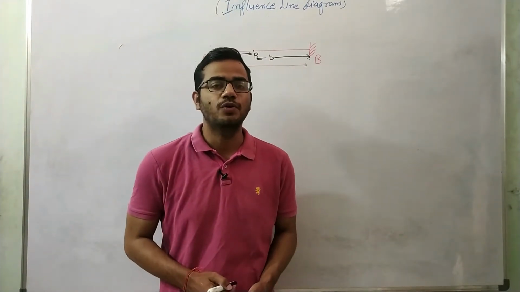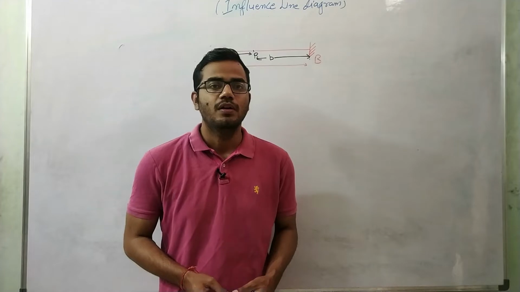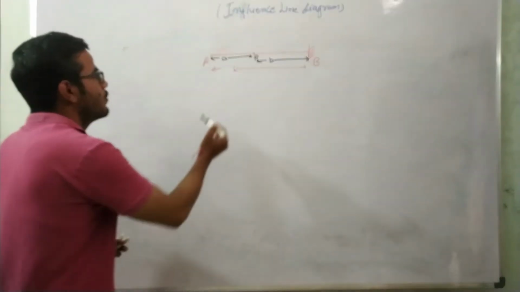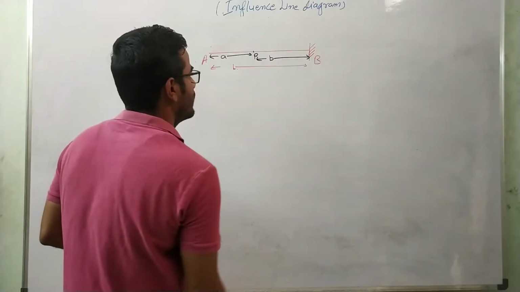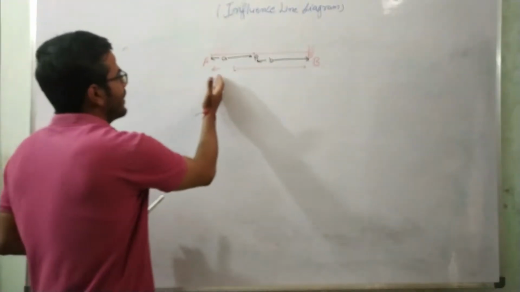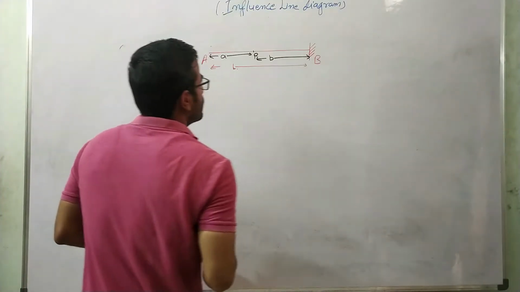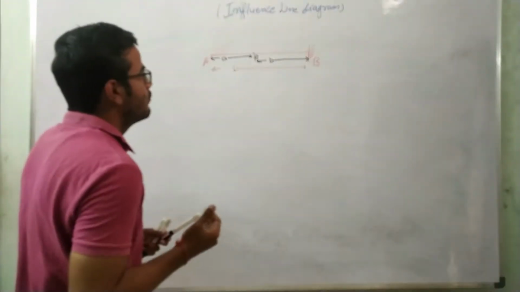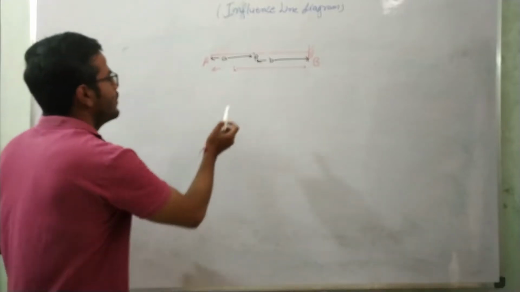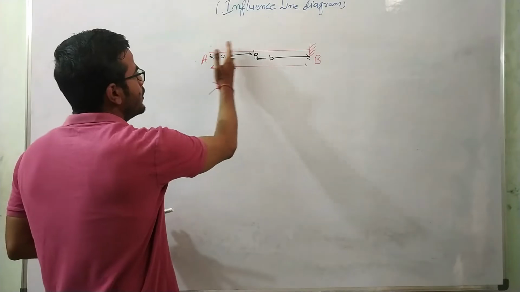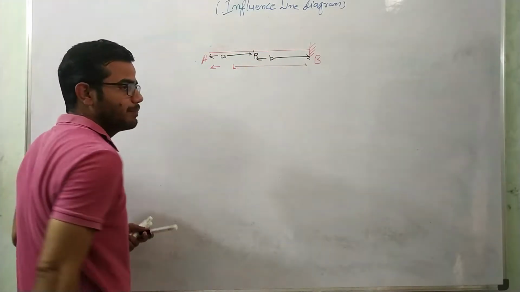In today's lecture, we are going to solve one problem on influence line diagram, where we will find the influence line diagram for the support reaction at B and the shear force and bending moment at point P, right? So the problem is that we are having one cantilever beam over here, which is fixed at support B. For the support reaction, first we need to find the influence line diagram. Then in the later part, we'll find the influence line diagram for the shear force and bending moment at point P when the unit load is traversing along the beam AB, right?